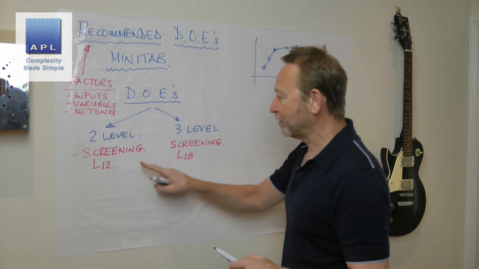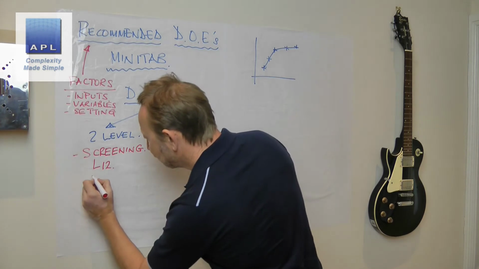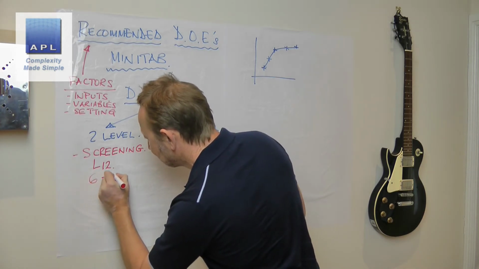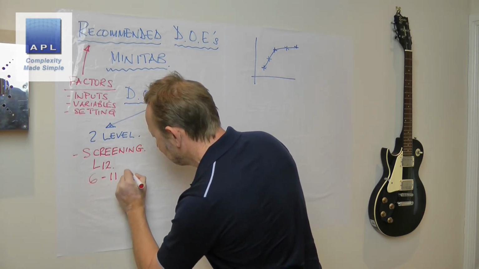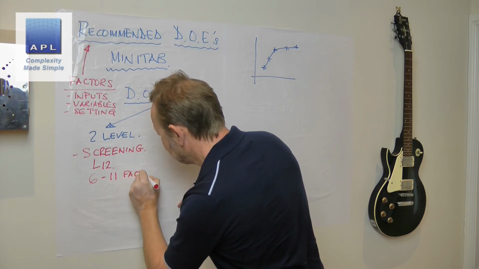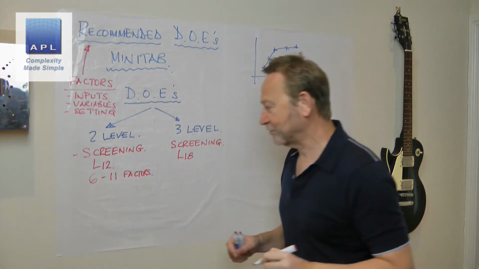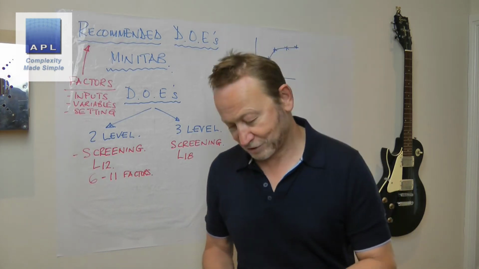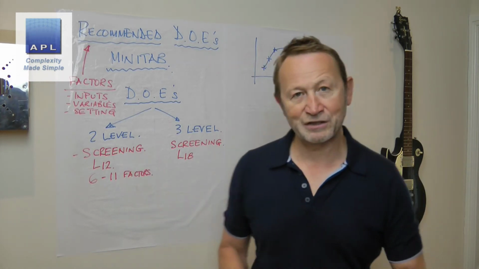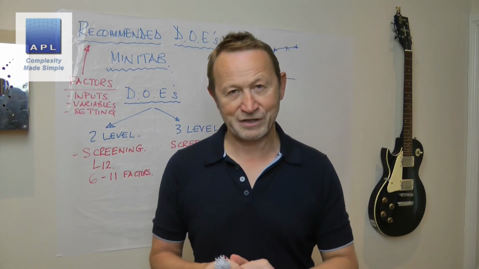So what's the screening DOE for? Well, it's for 6 to 11 factors. Okay, so there's the screening DOE on the Minitab menu.